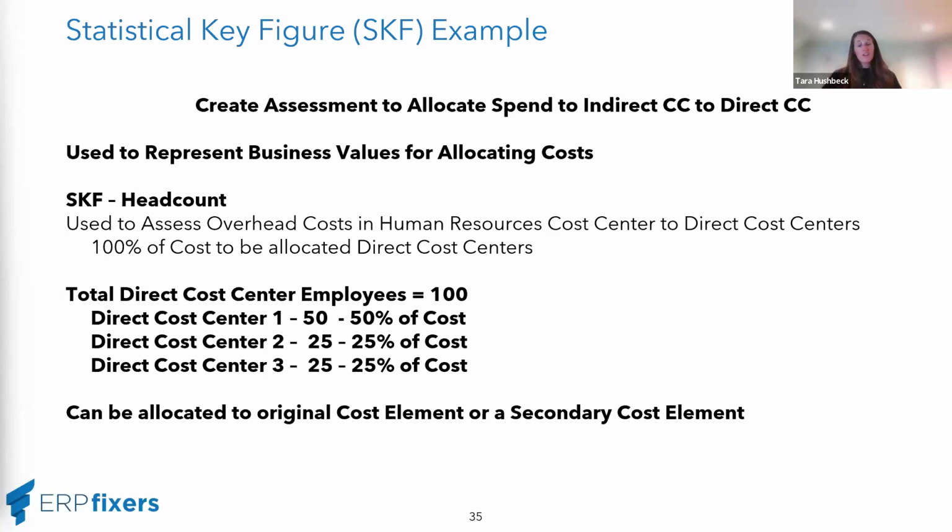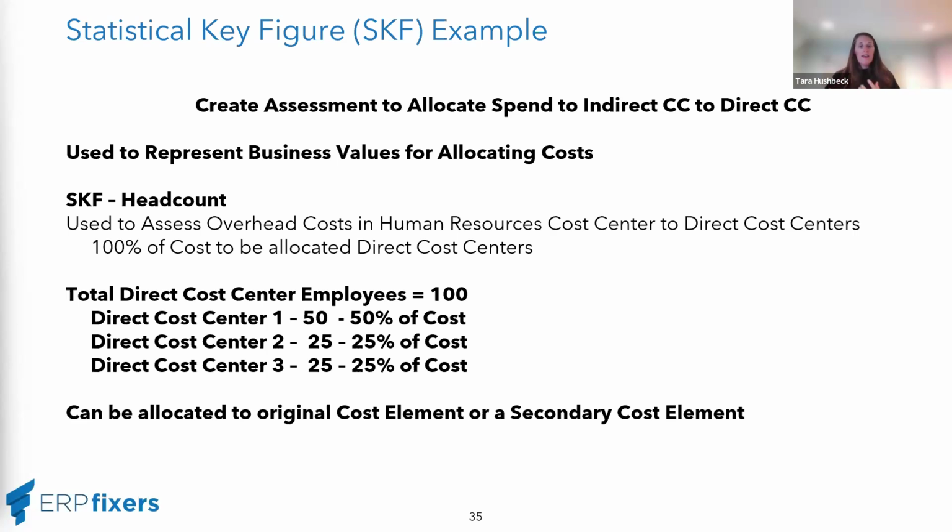So let's say I have 3 direct cost centers, and I'm saying that I want to use headcount, so the number of employees. For my direct cost center 1, I have 50 employees, and then I have 25 in cost center 2 and 3. So what I can do is use that headcount to allocate 50% of the cost from my human resources cost center to direct cost center 1, and then 25% would go to 2 and 25% would go to 3.